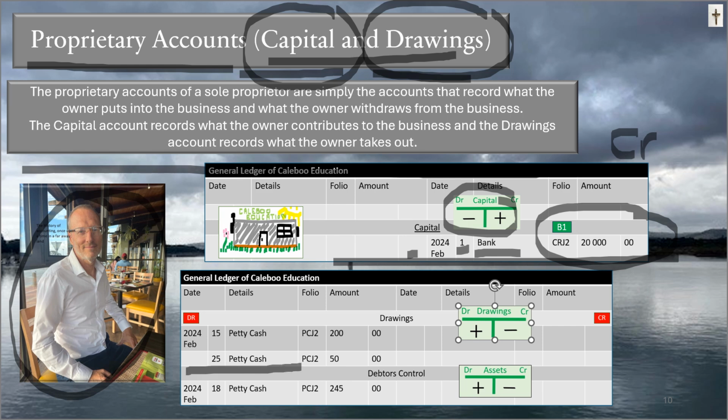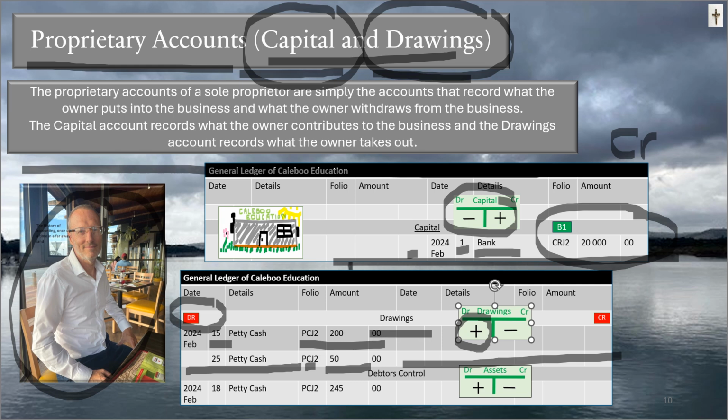And there I've just taken a screenshot of drawings, an increase in drawings. The rule says recorded on the debit side. On the 15th of February, took petty cash for 200, and on the 25th, more petty cash for 50 Rand. So there's an example there of the drawings account in the general ledger of Calibre Education. So proprietary accounts, the owner's accounts: capital, what the owner puts in, and drawings, what the owner takes out.